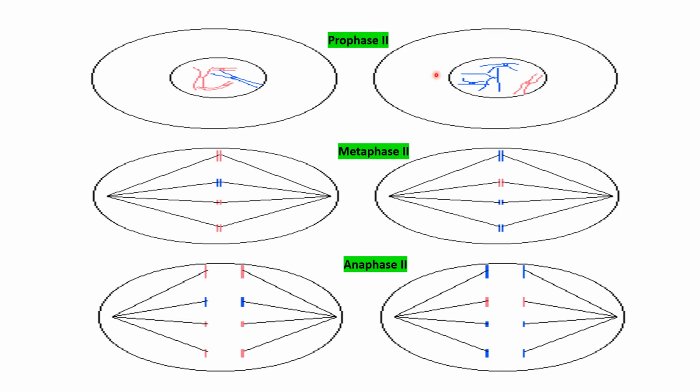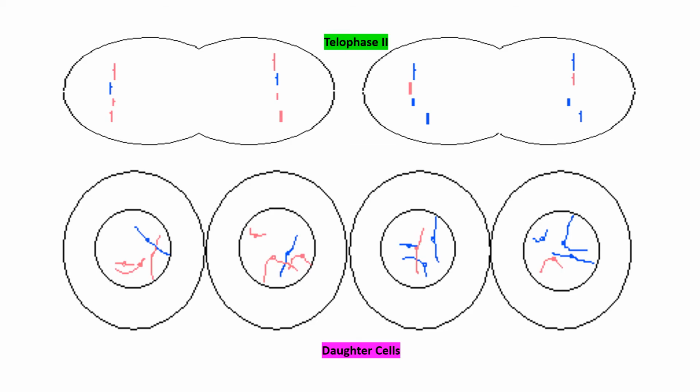So, in prophase 2, metaphase 2, following similarity with mitosis, anaphase 2, and then telophase 2. And at the end of the process, 4 different daughter cells are produced. You can see that each cell produced breaks into 2, and that is why we're having 4 daughter cells.